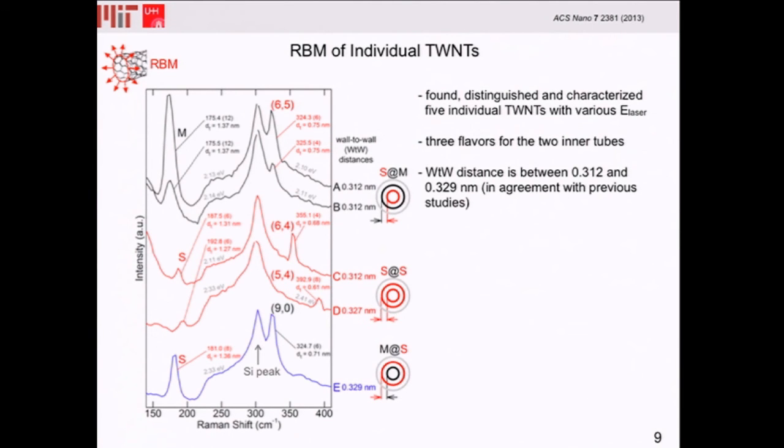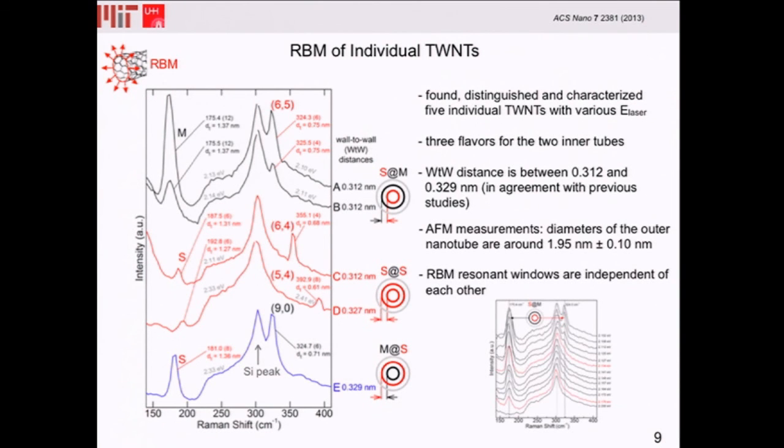The wall-to-wall distances between these inner 2 tubes of a triple-walled carbon nanotube were found to be 0.31 to 0.329 nanometers, and this is in agreement with the PPP-derived double-walled carbon nanotubes. Because the inner tubes are also grown with the PPP method, we wanted to say something about the outer tubes, which we could not detect with the Raman setup. So we did AFM measurements to check the height of the outer tube, and we saw that it is in the range where we expected it, around 0.95 nanometers.